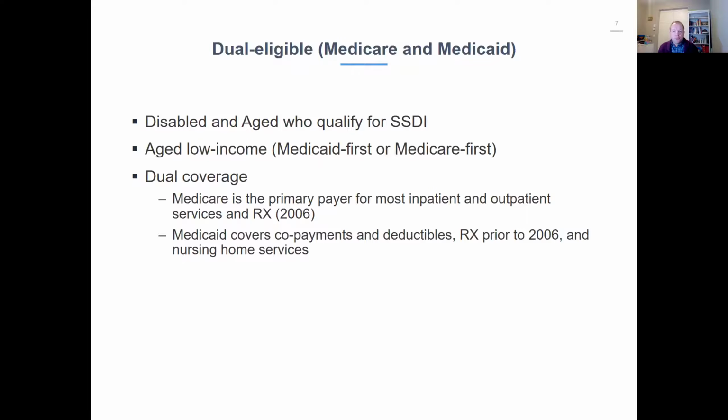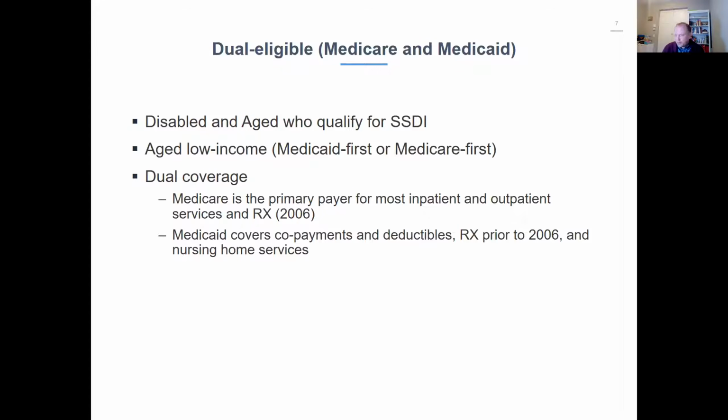And so dual eligibles is itself kind of a mixed set of eligible individuals, in the same way that Medicaid is, in the same way that Medicare is. They represent different eligibility groups. So dual coverage, Medicare is the primary payer for most inpatient and outpatient services. And again, if we're talking about the Part D prescription coverage, Medicaid covers co-payments and deductibles, pharmaceutical coverage prior to 2006, and nursing home services, importantly.